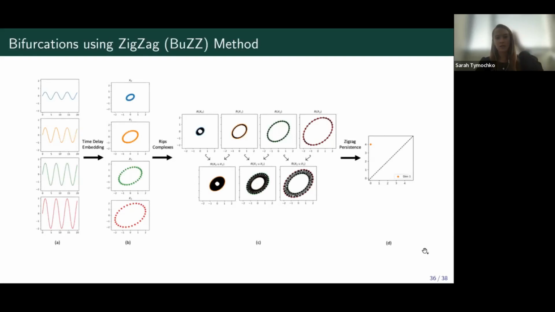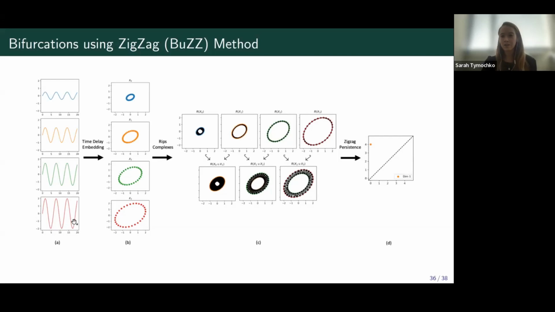Overall, we called this the buzz method, the bifurcation using zigzags method, where you can start with an input of a collection of time series, compute the time delay embeddings, create a zigzag of the Rips complexes, and then use zigzag persistence to capture and summarize all of the topological information in your collection of point clouds. One thing is that you also could alter this method.